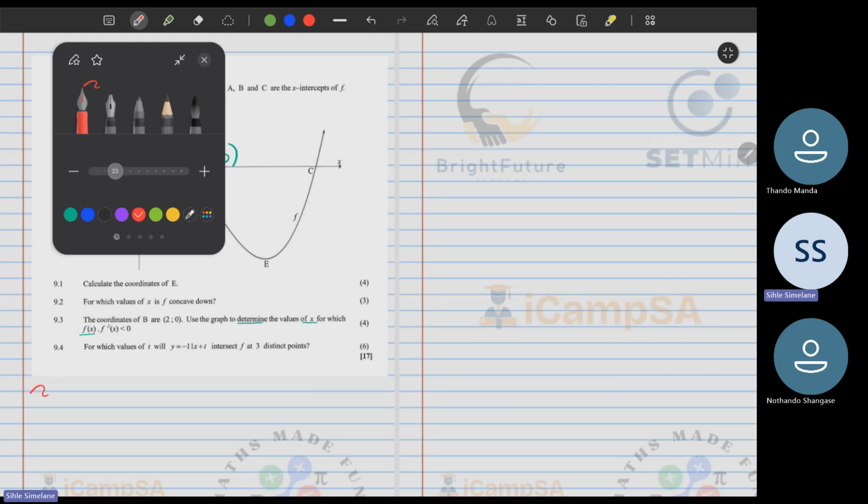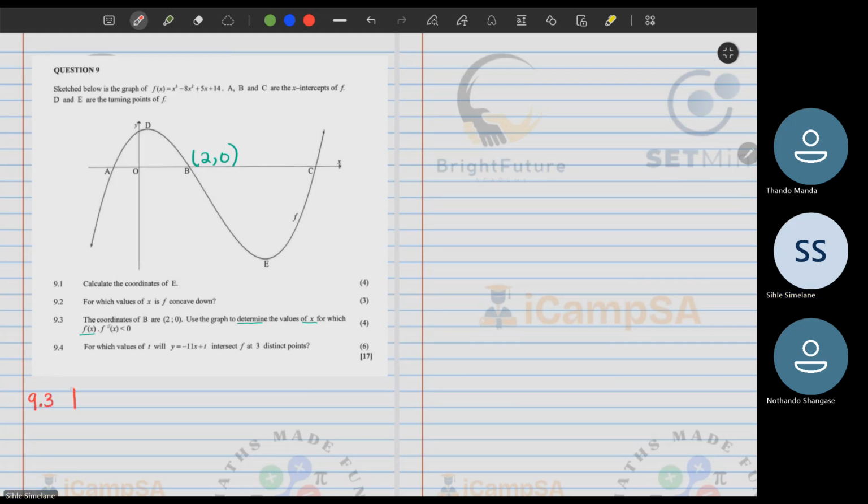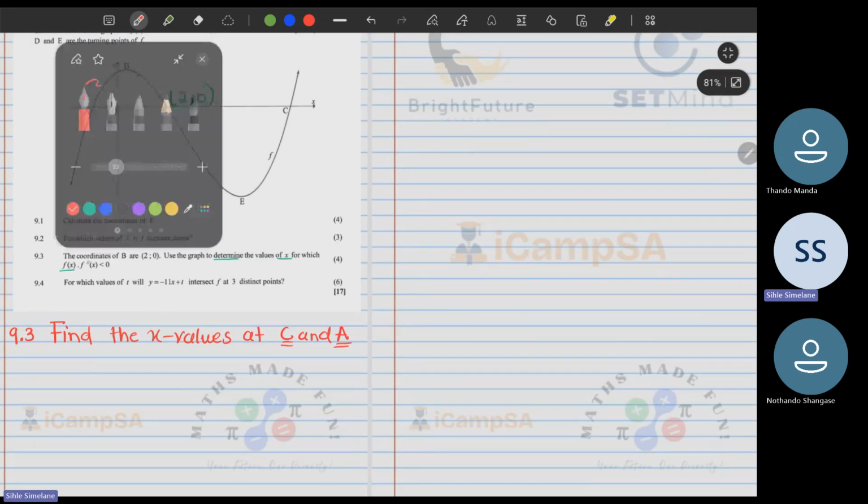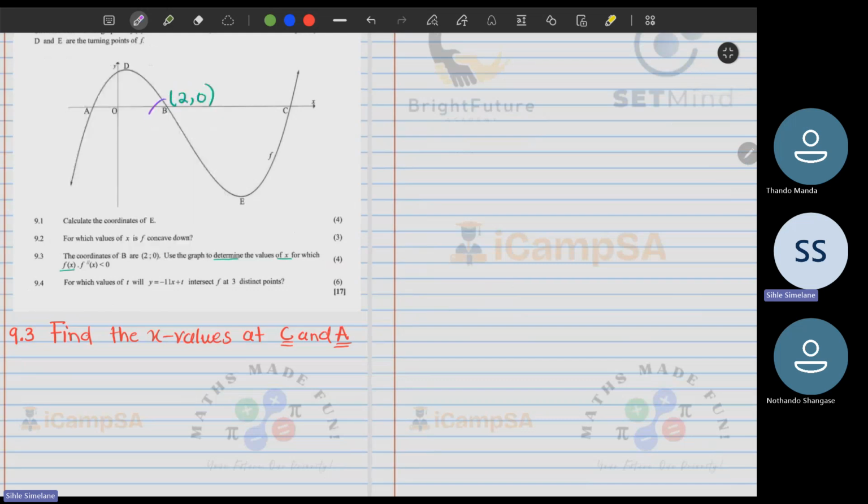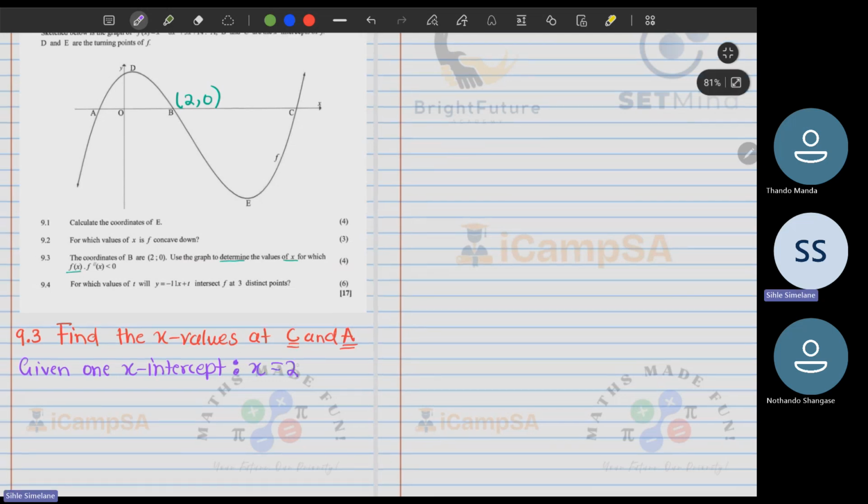Okay. So let's go ahead in 9.3. What we need to find is the x values at C and A. We can find the x values at C and A, then we are done. But already we are given one intercept. If you observe carefully, we're given one x-intercept, which is x equals 2.